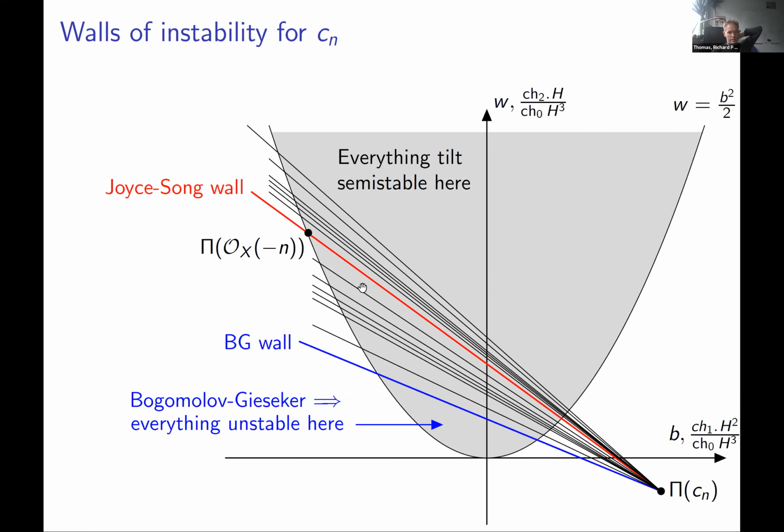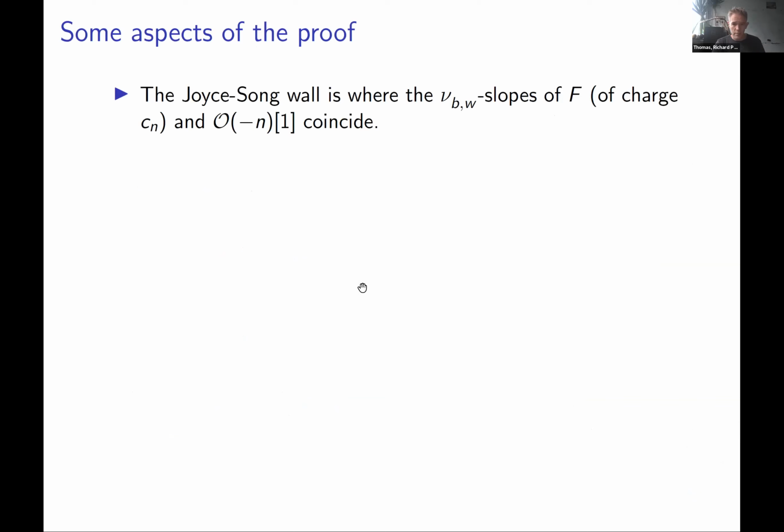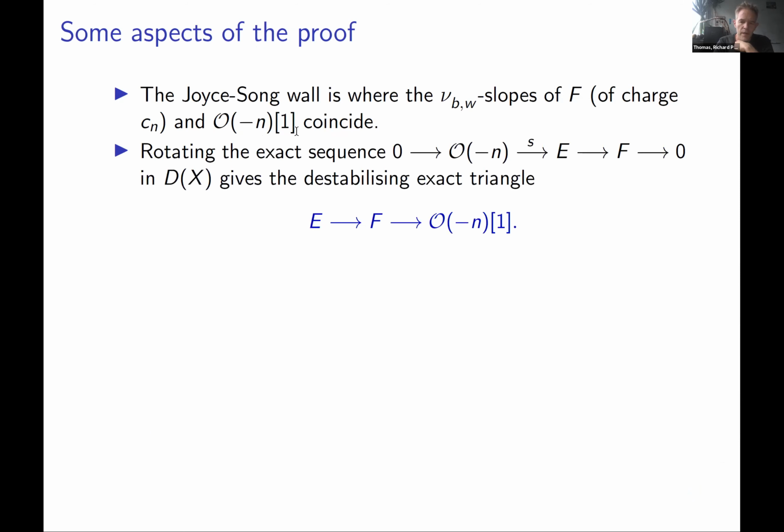So let me tell you what happens on this wall. So on this wall, the red wall, which is the important one, that's where F gets destabilized, not by O(-N), not by the line bundle, but by a shift in the derived category. So this is where we really get complexes. And they're complexes which look very much like the exact sequence that we started with several slides ago. They're actually a rotation of that in the derived category.